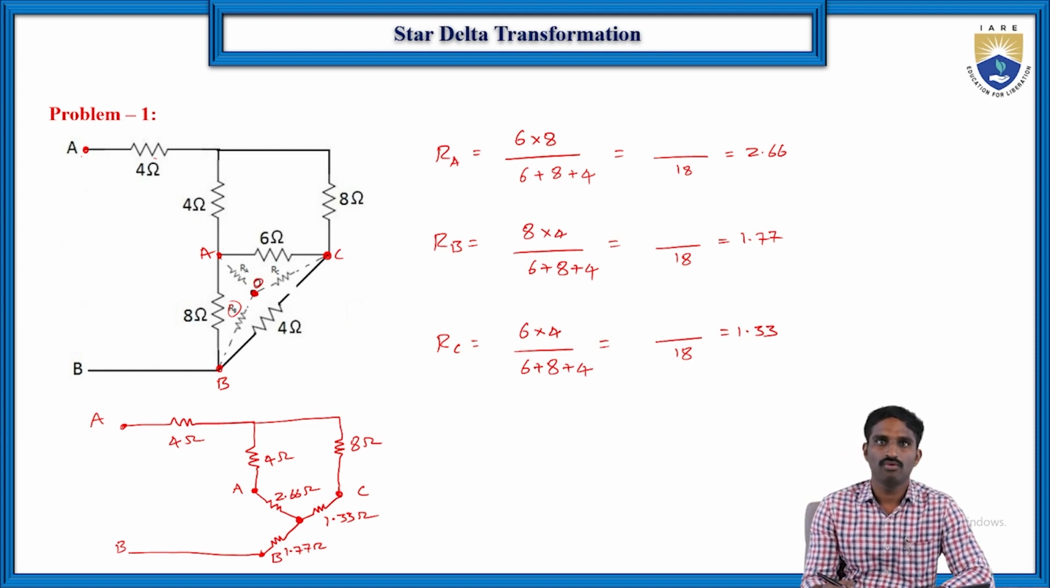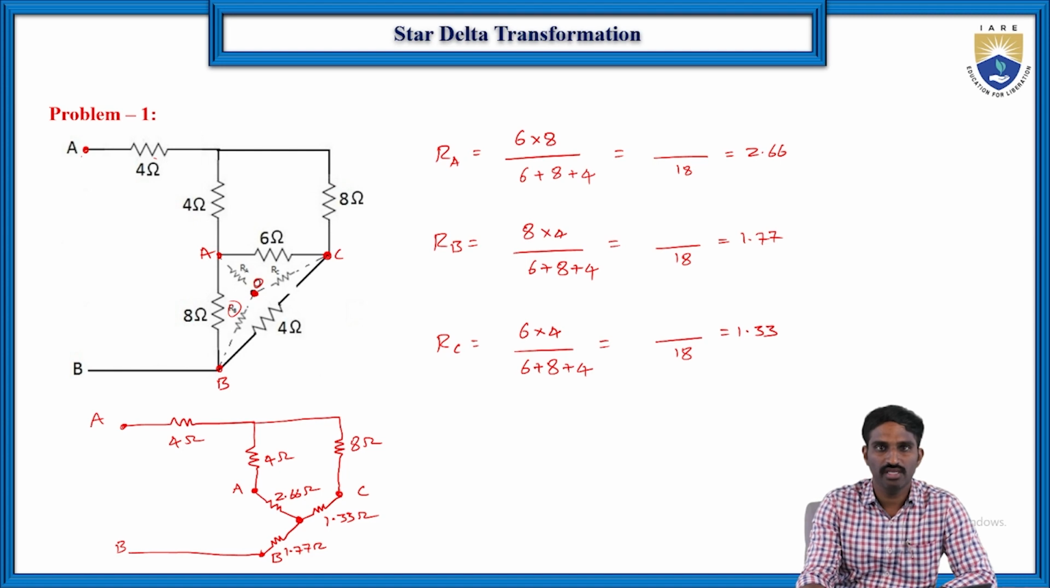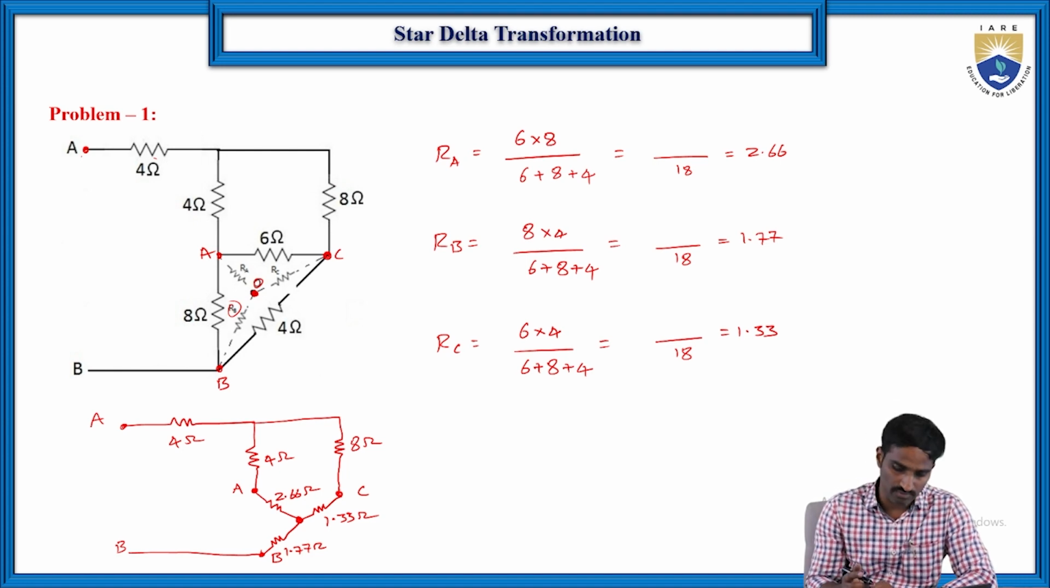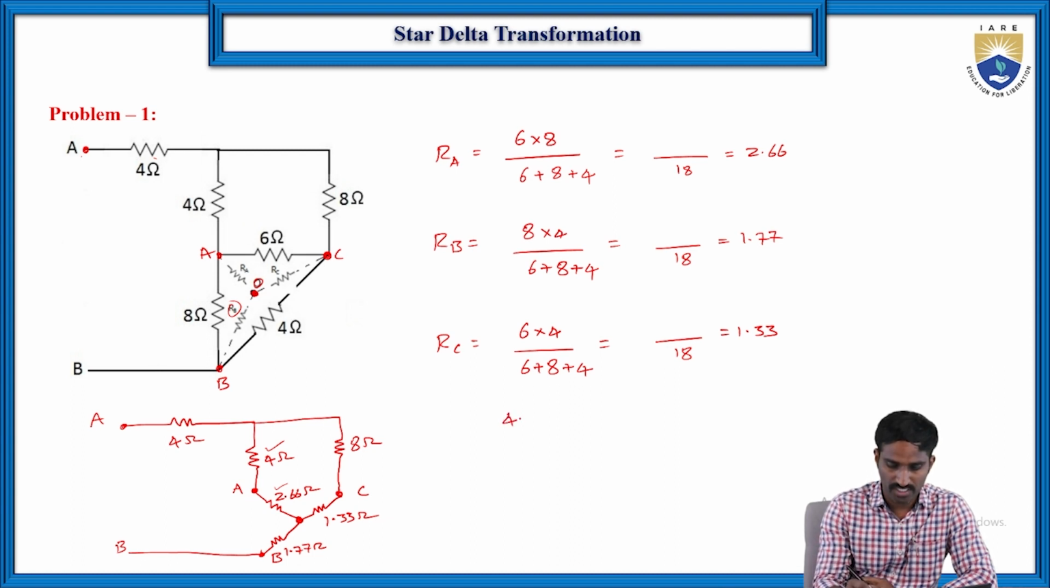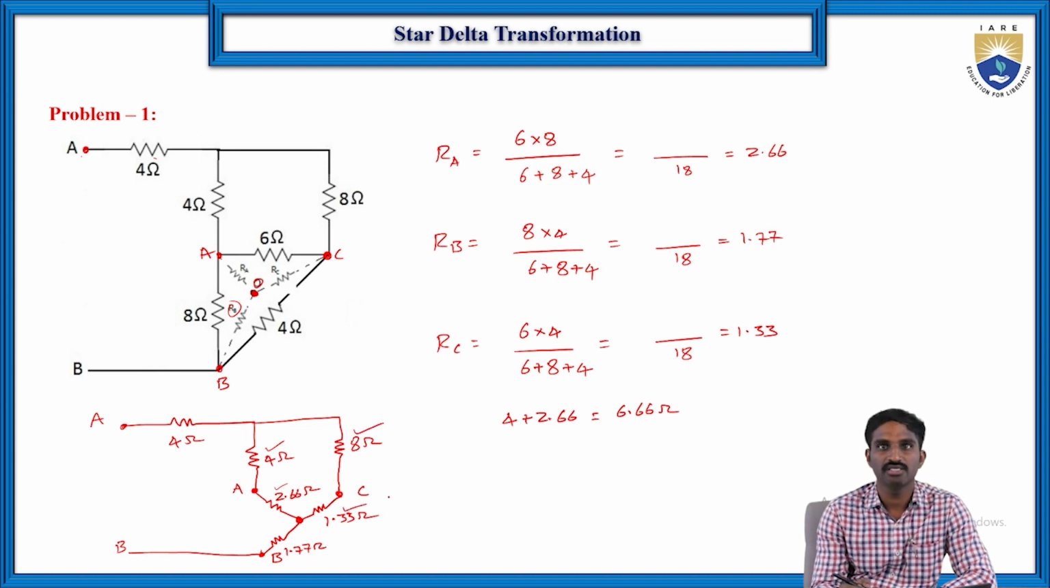Now let us see. Again check with this network whether any two resistors are in series or parallel. Of course, now you can see these 4 ohms and 2.66 ohms are in series, so that you can eliminate the point A. Then 4 plus 2.66 is 6.66 ohms. Again these 8 and 1.33 are in series, so that you can eliminate this C point. So 8 plus 1.33 is 9.33 ohms, right?